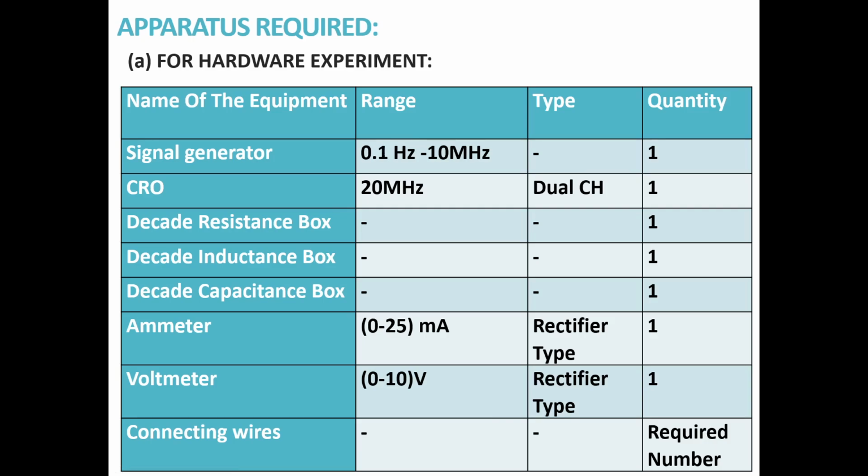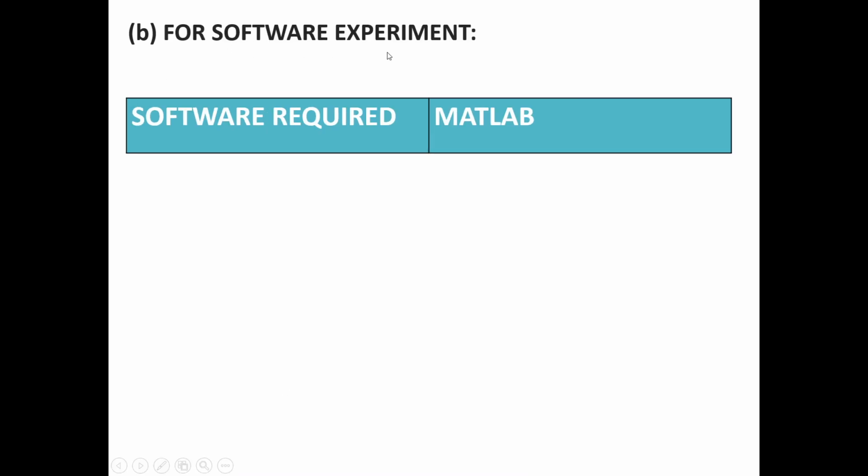You can pause the video and copy down this table in your notes. So always apparatus required for electrical laboratory experiments must be in the tabular form. So for doing the software experiments, apparatus required, of course, we need only MATLAB software. So therefore, software required is MATLAB.